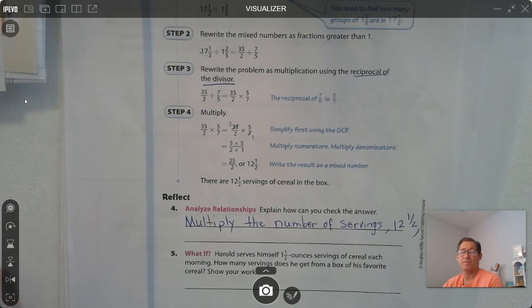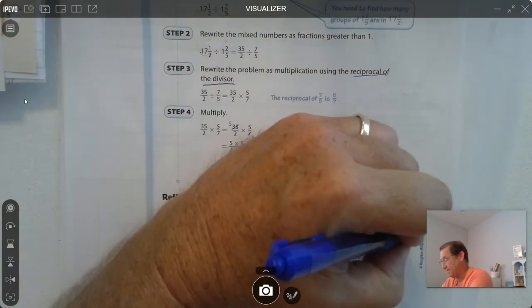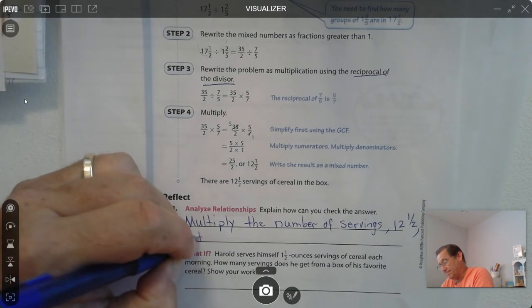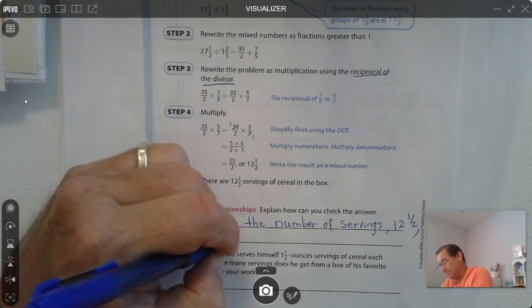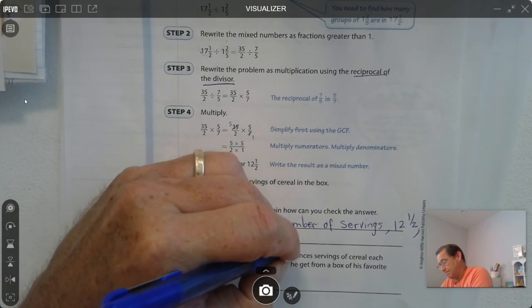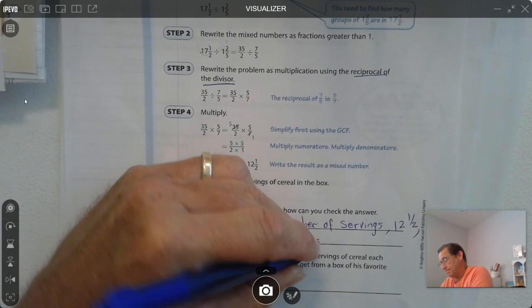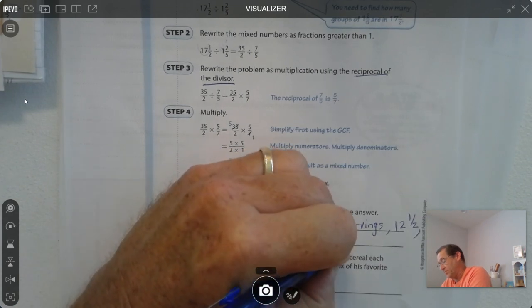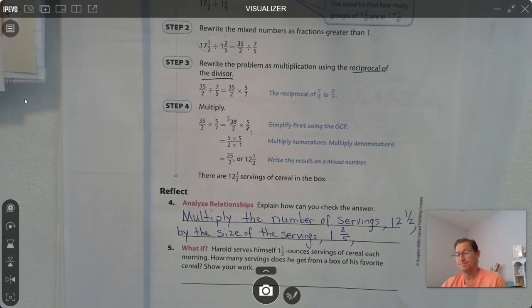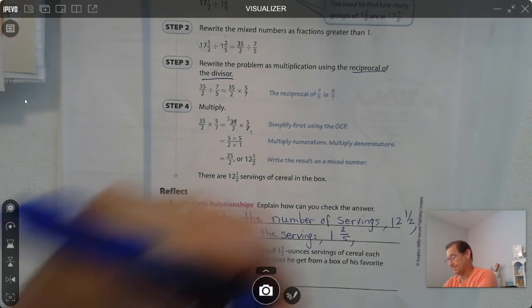So in this case, we're multiplying the number of servings, 12.5, by the size of the servings, 1 and 2/5, and that should give us the amount of ounces in the box.